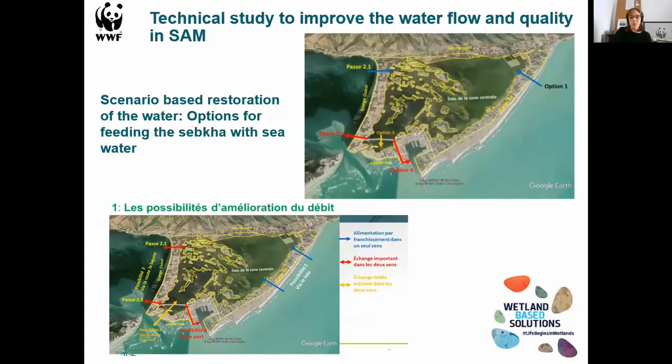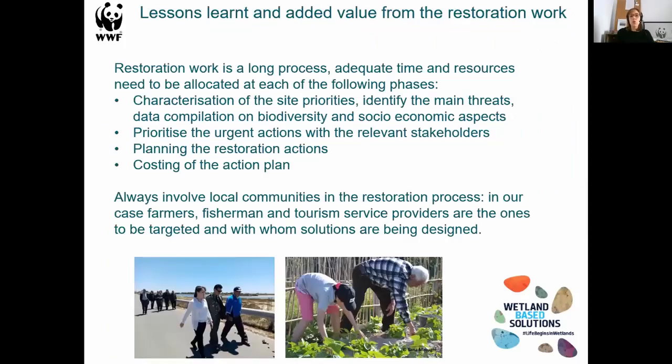a challenge for restoration in this area. To conclude, I would like to say that restoration is a long process. It requires adequate time and resources at the different stages, from the characterization of the site priorities, the identification of the main threats, the data compilation on biodiversity, on socioeconomic aspects, prioritization of the urgent actions with the relevant stakeholders, and then the planning of the restoration action and the costing.